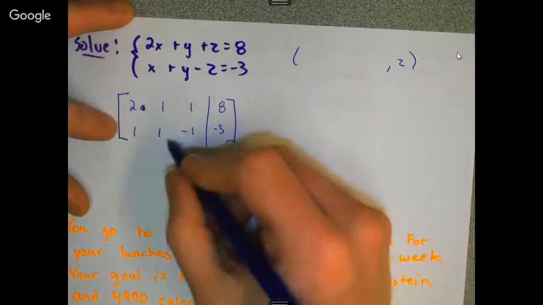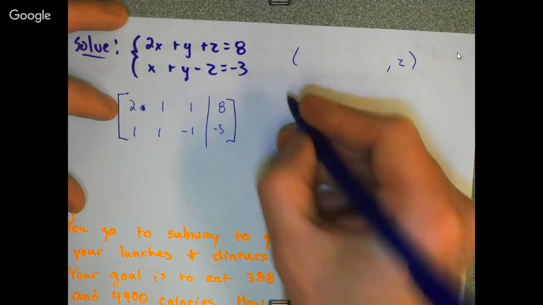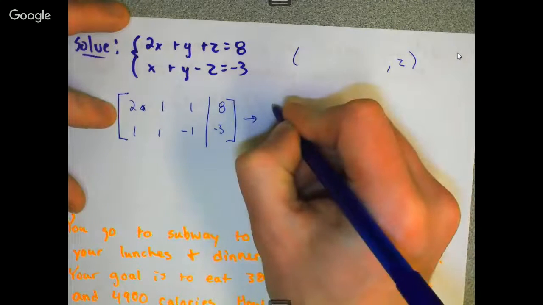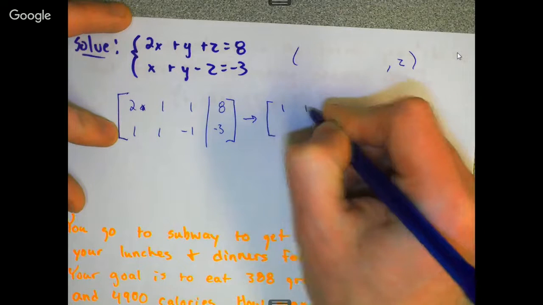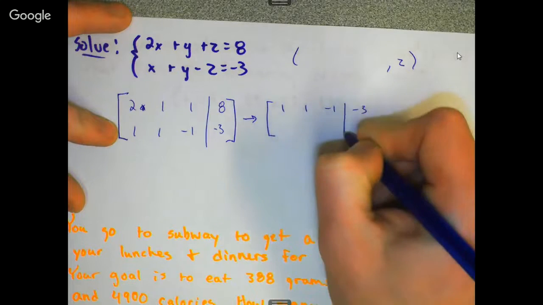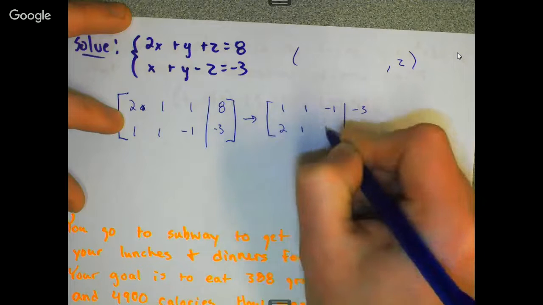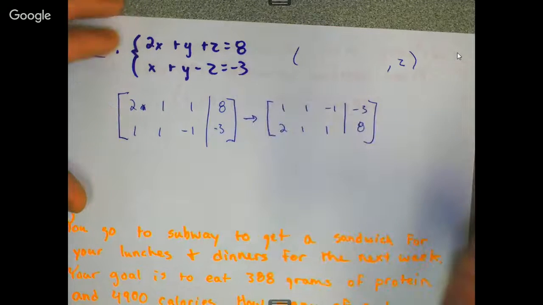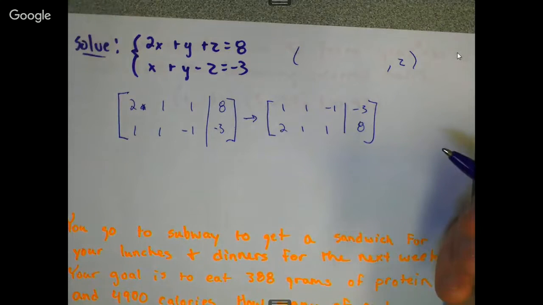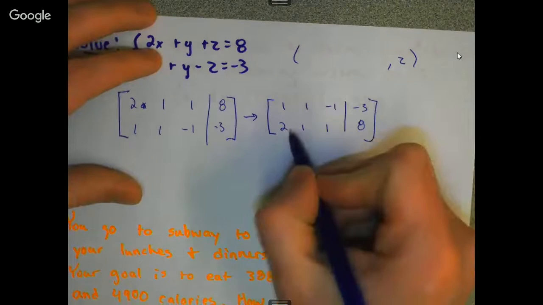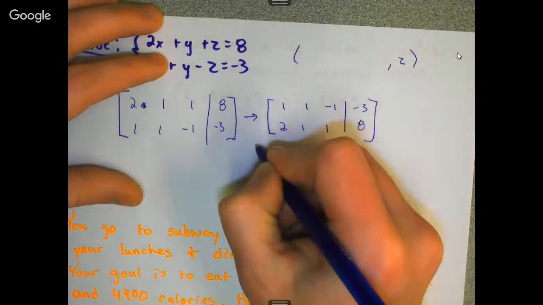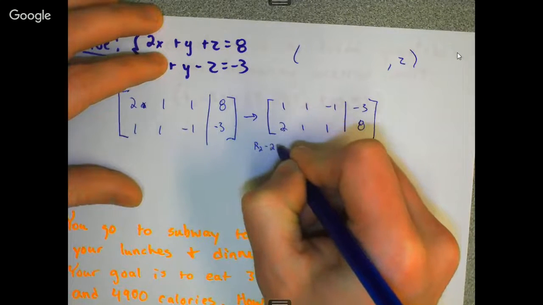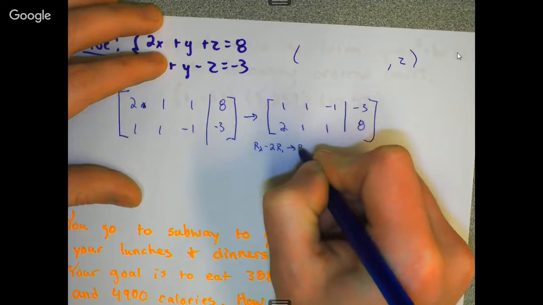So the first thing I need to do is probably interchange these rows. So we'll do 1, 1, -1, -3, and 2, 1, 1, 8. You can actually do that from here to here if you would like. So this needs to become a 0. So we'll take row 2 minus double row 1, put it back into row 2.